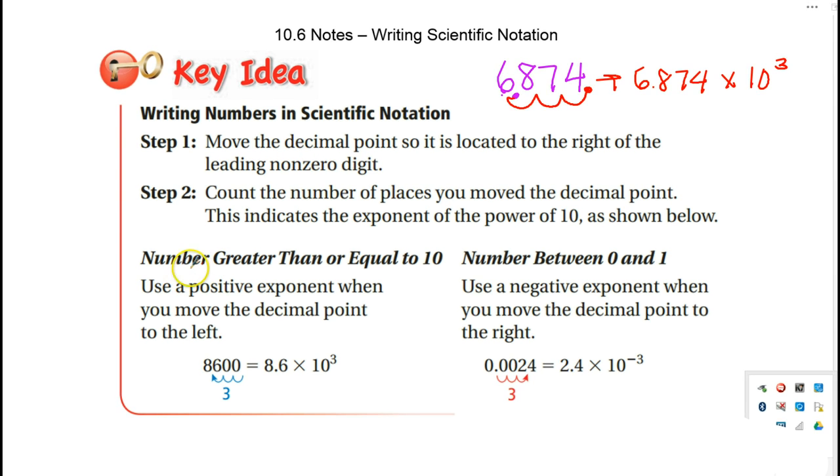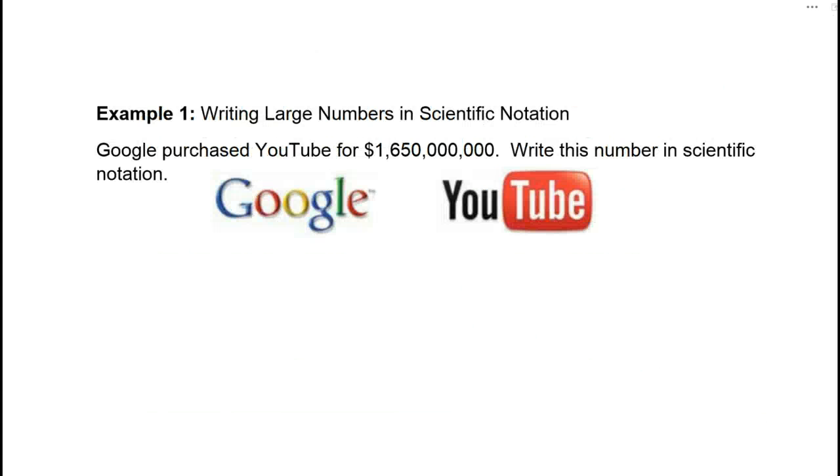And here's a little something that you can remember it by. For a number greater than or equal to 10, so 6,874 was greater than 10, you're going to be moving the decimal point to the left, therefore your exponent is going to be positive. If your number is between 0 and 1, I have to put the decimal point between the 2 and the 4 to make that number between 1 and 10, and therefore I'm moving my decimal point to the right, which makes it a negative exponent. This will become easier once we have some examples.